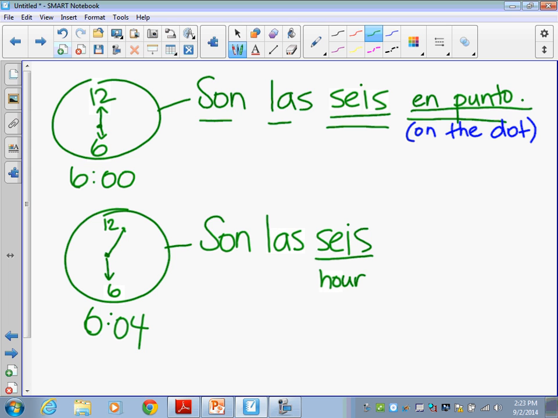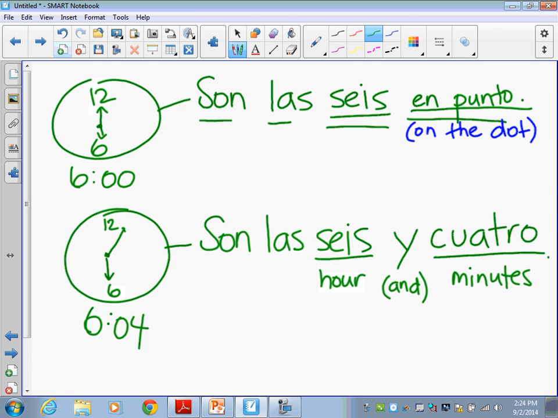I'm going to continue with my son las 6. Okay, so my hour is coming first, and afterwards I'm going to use the word and in Spanish, son las 6 y, and I will then include the minutes. Okay, so here if it's 6:04, my sentence would look like son las 6:04. Son las 6:04. Okay, so son las 6 en punto, son las 6:04.